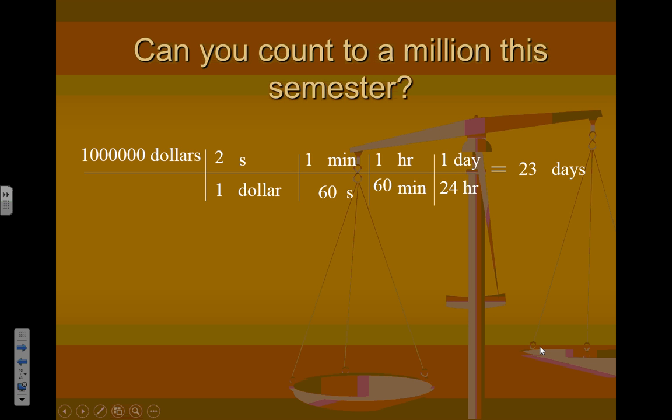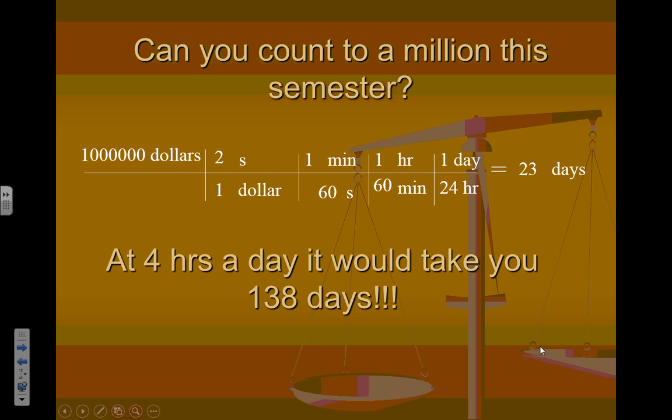Let's say I've got 4 hours a night where I do nothing but watch TV or play on the computer. So I'm going to count 4 hours a day during that time block. That I can do. Well, think about it. That's then going to take you 138 days to count to a million. And that's if you have the stubbornness to stay with it and keep doing it. So even a million is an inconceivably large amount.